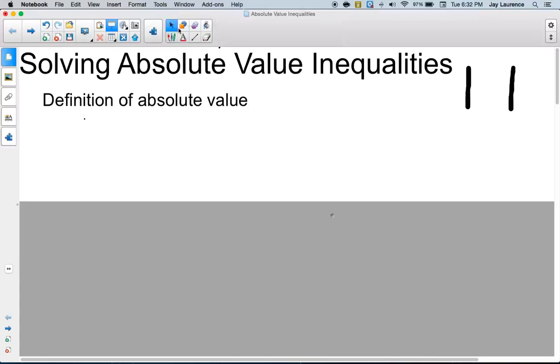But before we actually get to doing these problems and how to solve them, we have to have a good definition of absolute value. All right, and the definition we're going to use in this class will be, hold on, I got a sneeze coming on, achoo! The distance from zero on a number line. Yes, the distance from zero on a number line. Okay, did you get that? The distance from zero on a number line.